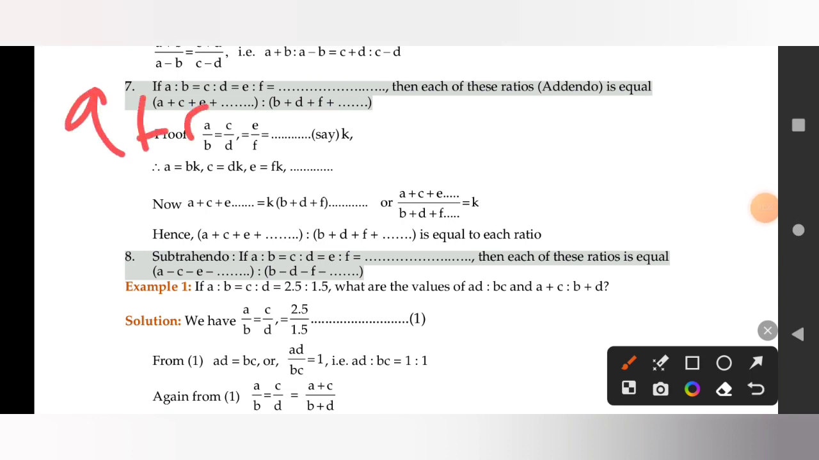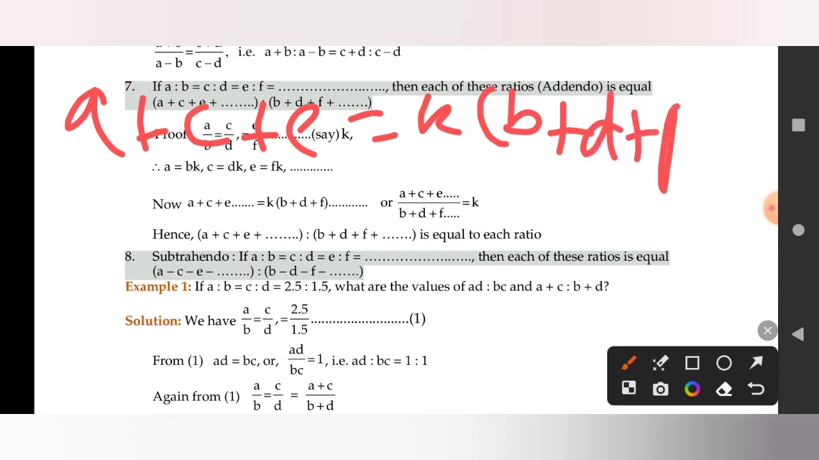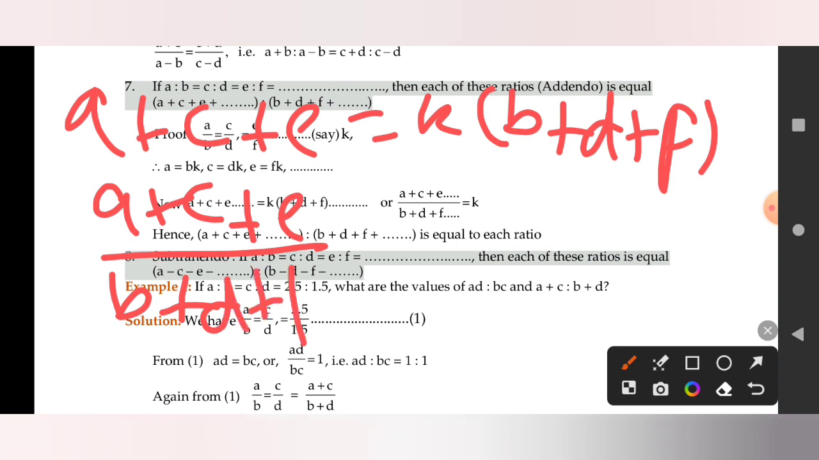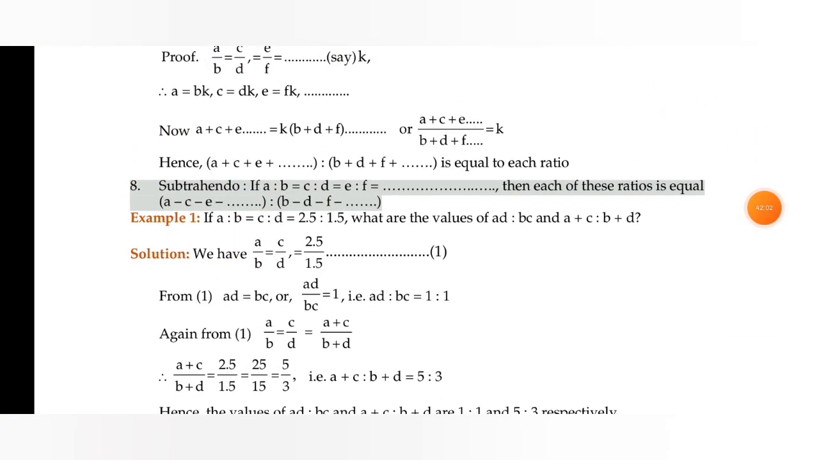A plus C plus E is equal to K times (B plus D plus F), and then take this bracket to this side. So A plus C plus E divided by B plus D plus F is equal to K, which was the original value of the ratios themselves. Correct? We will see these with more examples ahead in the exercise.